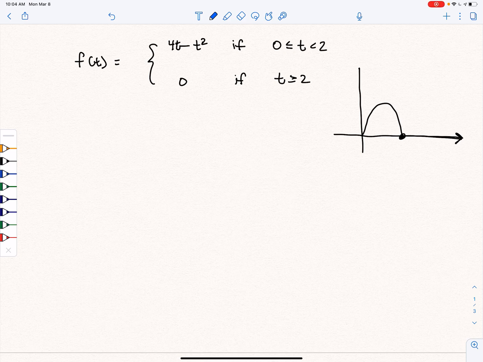All right, so in this video, we're going to look at this piecewise defined function. And the game is the same. We're going to write it in terms of unit steps and then attempt to find the Laplace transform. So writing it in terms of unit steps is pretty much business as usual.